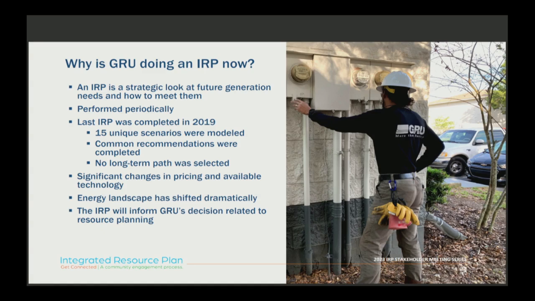So why are we doing it now? An IRP is really a strategic look at future generation, future needs, and how you're going to meet those needs. We perform it periodically, so the goal is every 3 to 5 years we'll be going through this process again. And periodically allows you to do a number of things.